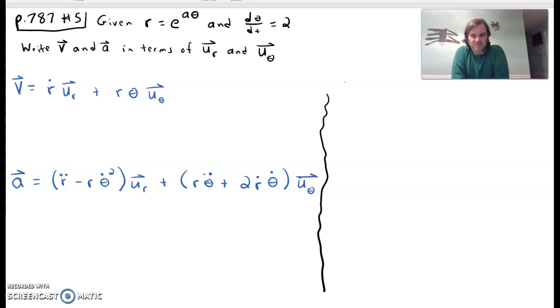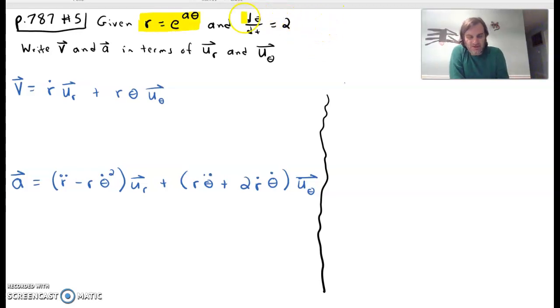And the polar equation we have is r equals e to the a theta. And they also tell us that d theta dt is 2. So that implies that theta is a function of t. Okay. So r is based off of theta and theta is based off of t. So the root variable in all this is t that we never really see, but most vectors are written in terms of a variable t.